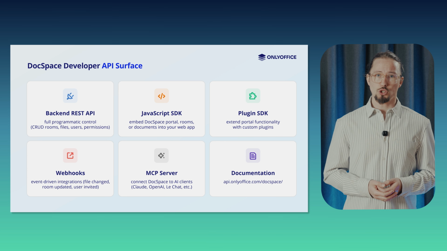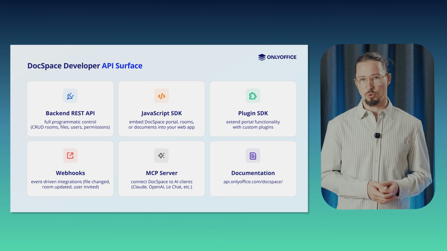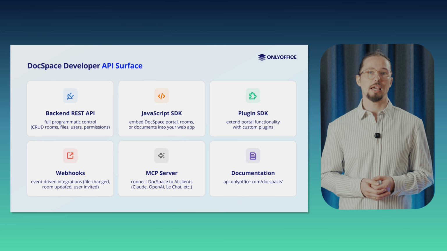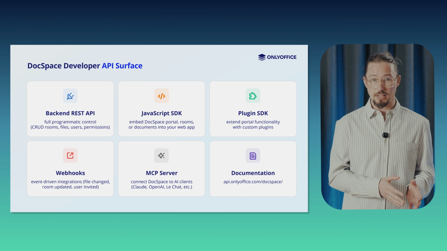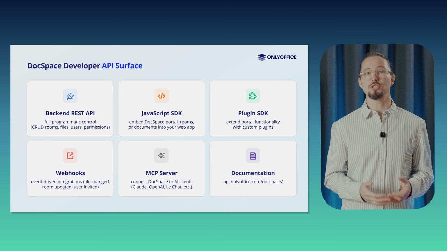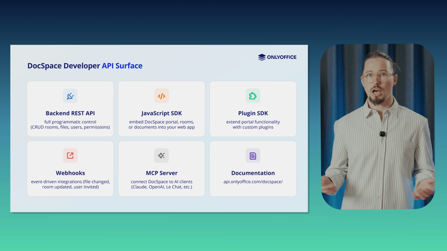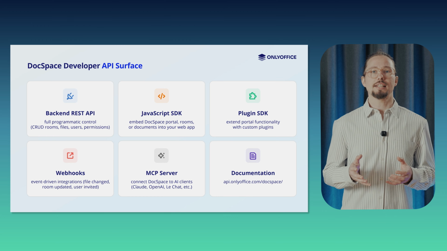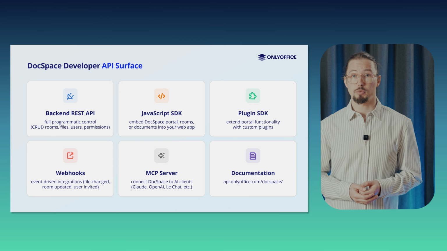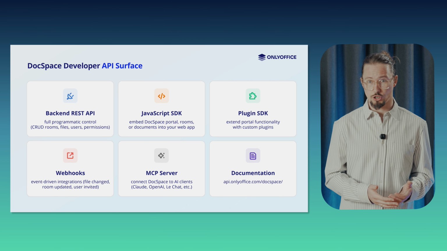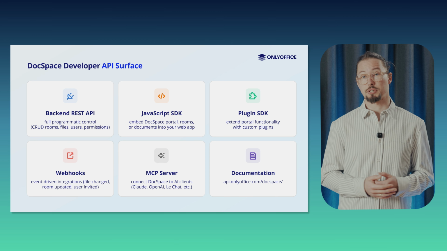For developers, DocSpace offers a back-end REST API for full programmatic control, a JavaScript SDK for embedding, a plugin SDK for extending the portal's functionality, and webhook support for event-driven integrations. There's also the MCP server, which we covered in a recent webinar, for connecting DocSpace to AI clients. If you're building a solution where document collaboration is a core feature but not your core product, DocSpace Developer might save you months of development time.